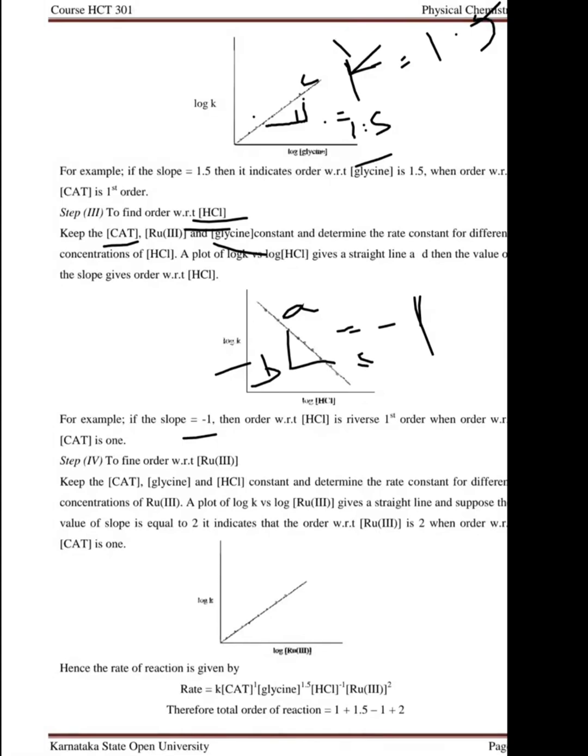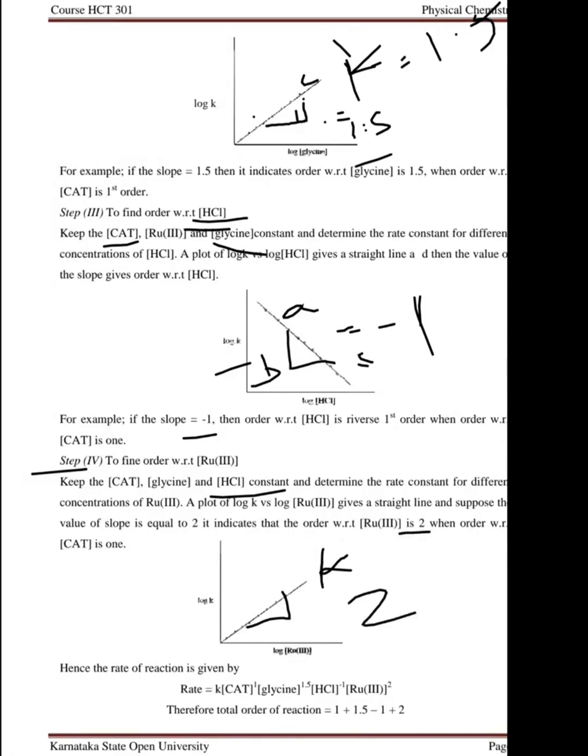So further, in the next step, we are going to identify the rate constant of ruthenium, keeping the chloramine T, glycine and HCl constant. So this is the plot we have got. Here we are going to identify the rate constant of ruthenium 3. By calculation it will be positive, it may be 2. See, for example, RU3 is given as 2.